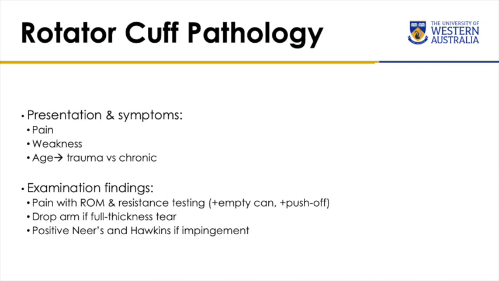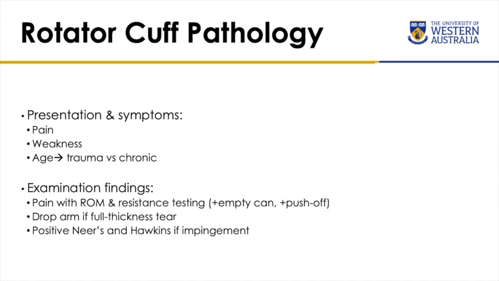Examination findings include pain with range of motion, specifically in the direction of pull of the torn tendon. There is also pain with resistance testing. These include the empty can or Job's test and the push-off or Gerber's test. If there is a large full-thickness tear, the patient will present with a drop arm or pseudo-paralysis where they can't lift the arm at all.